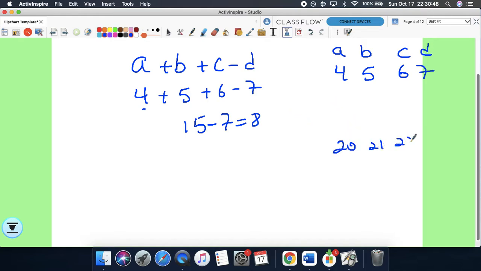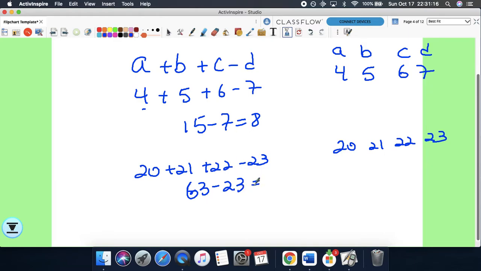20, 21, I just can't see a pattern or anything. So it'd be 20 plus 21 plus 22 minus 23. So it would be 20 plus 21, which is 41, plus 22 would be 63, minus 23, and that's going to give me 40.